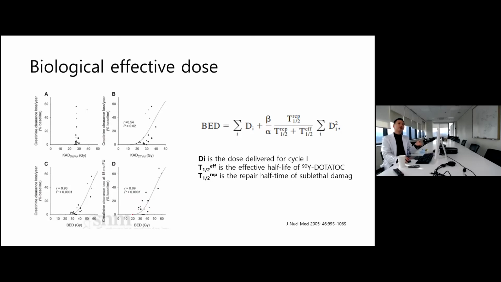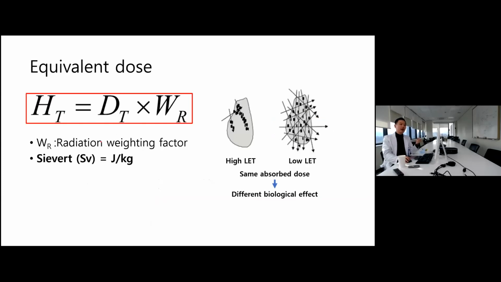From this study in the Journal of Nuclear Medicine, they have shown that the creatinine clearance loss per year, which refers to the renal function, was more related to the BED, but not to the accumulated absorbed dose. So that should also be considered.